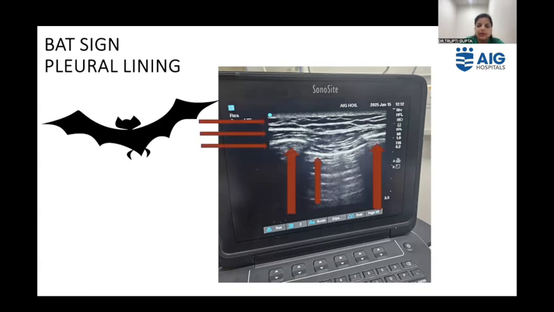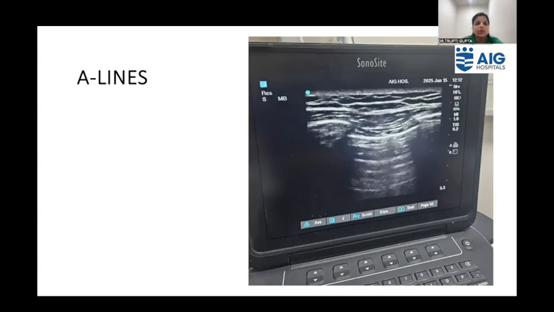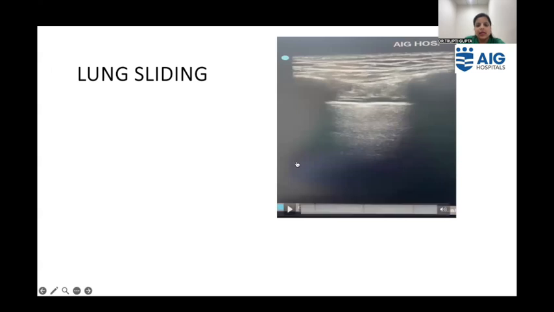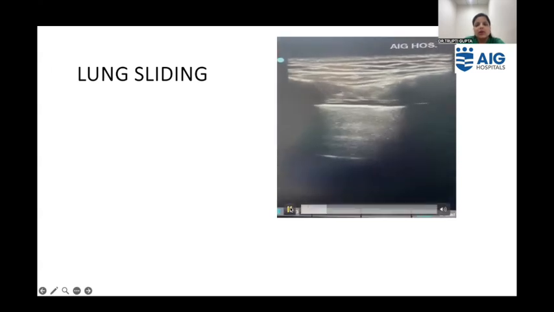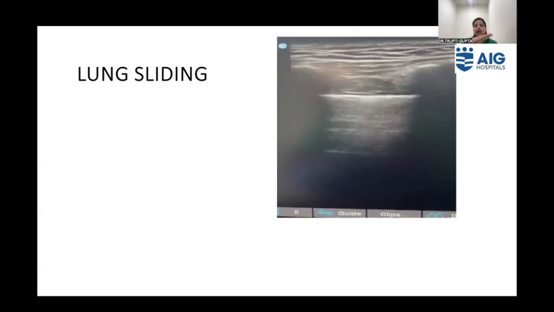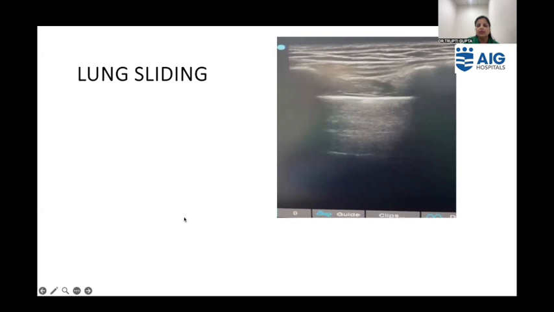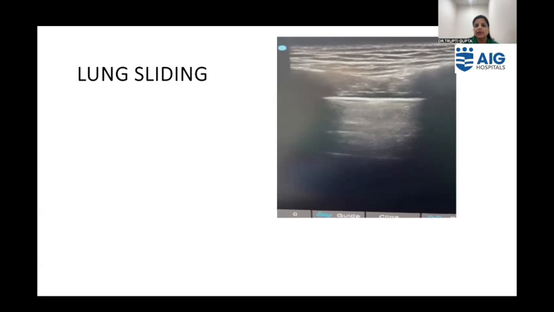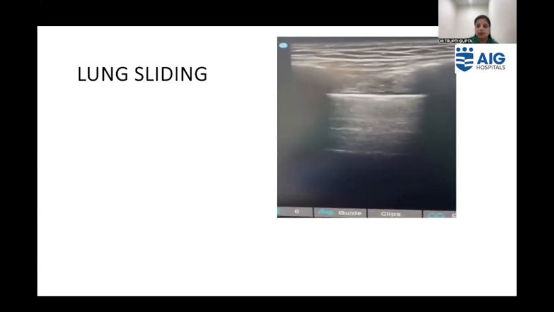as described earlier. Now coming to A lines, as I explained earlier also, these are nothing but reverberations of the pleural lining, giving A1 and A2. Coming to lung sliding, this is again seen in the normal lung. This is because of the movement of the visceral pleura and the parietal pleura over one another, a back and forth movement. This is usually lost in pneumothorax. If lung sliding is present, that means the patient does not have pneumothorax.